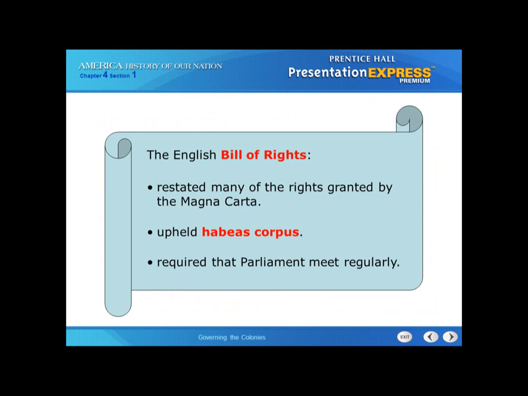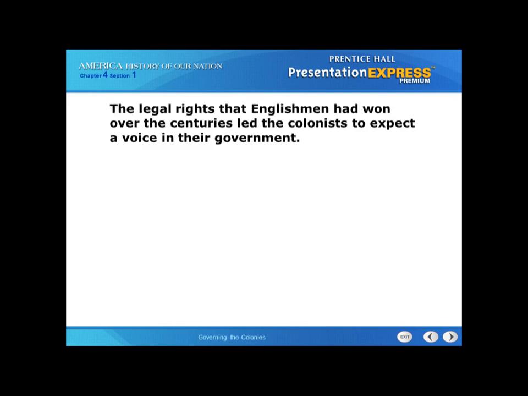The English Bill of Rights restated many of the rights granted by the Magna Carta. It upheld habeas corpus and required that Parliament met regularly. So Parliament had to meet. The king couldn't prohibit that. Habeas corpus, you couldn't just be pulled aside and thrown and locked up for no particular reason. Sometimes leaders would do that when they didn't like a person or a group. They just would jail them, and then that's the end of it. You had to be brought to trial.